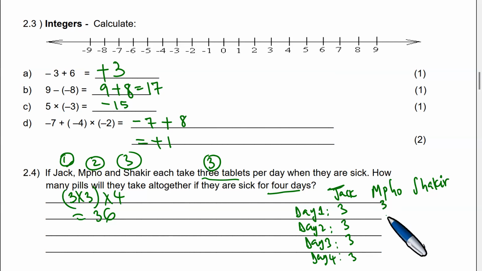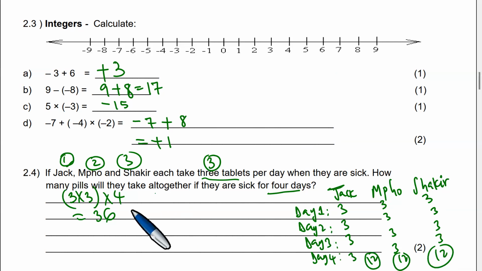And Paul, day 1 is going to take 3. Day 2 is going to take 3. Day 3 is going to take 3. Day 4 is going to take 3. Shakir is going to take 3 on day 1, 3 on day 2, and so on. So in the end this is 3, 6, 9, 12. So that's 12, 12, 12. And 12 plus 12 plus 12 is what? 36. So there are 4 days. And on day 1, Jack takes 3. Day 2, Jack takes 3, and so on. Do you see that? Yes, sir.